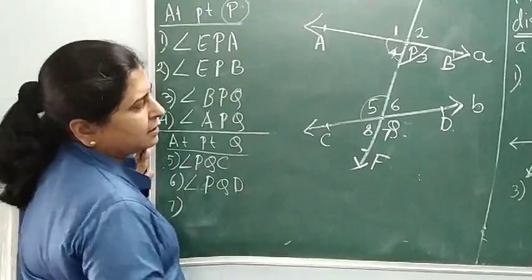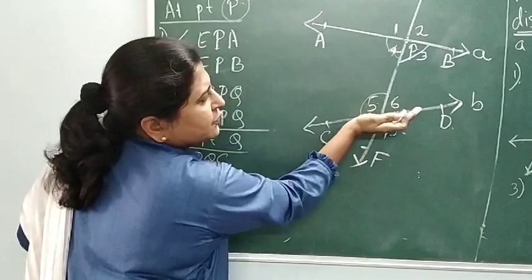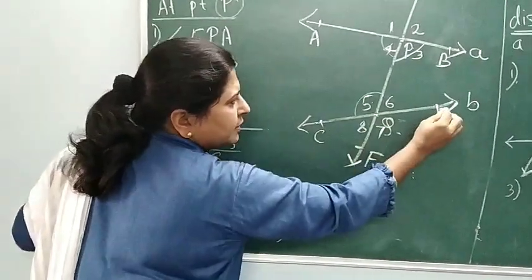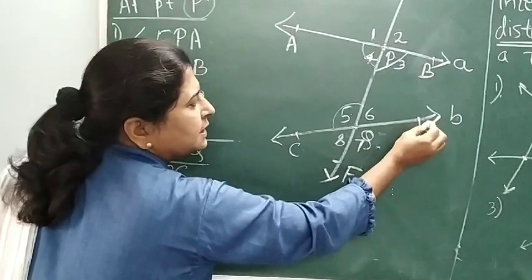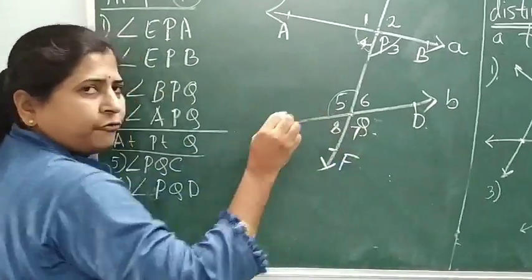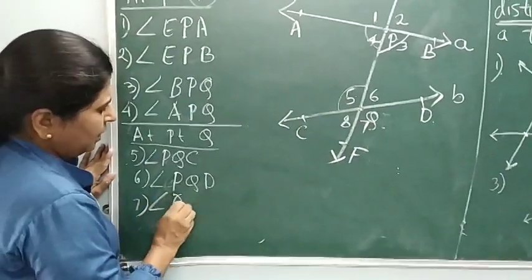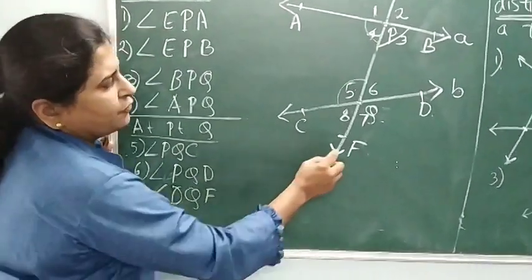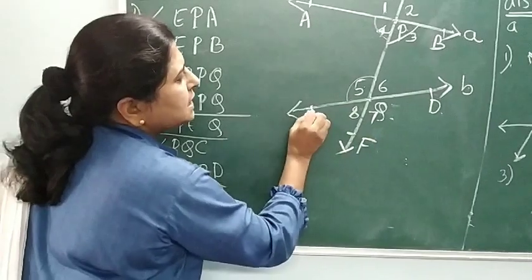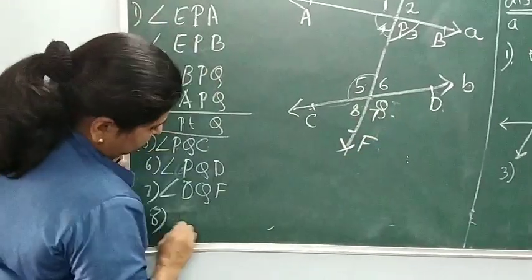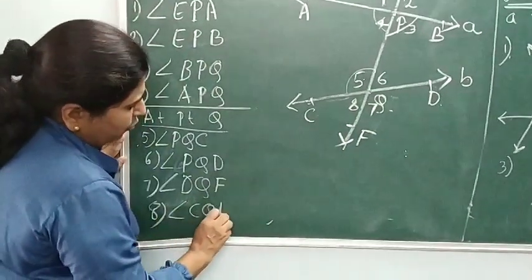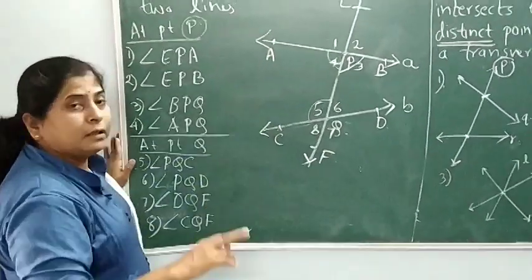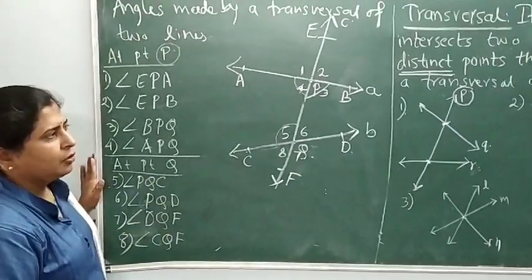What is the seventh angle here? Now the fifth and sixth were above the line and the seventh and eighth are below the line. So here you can start with D, Q, F: angle DQF. And the eighth and last angle is CQF. Okay, CQF. So here we have learned how to write the name of the required angle.